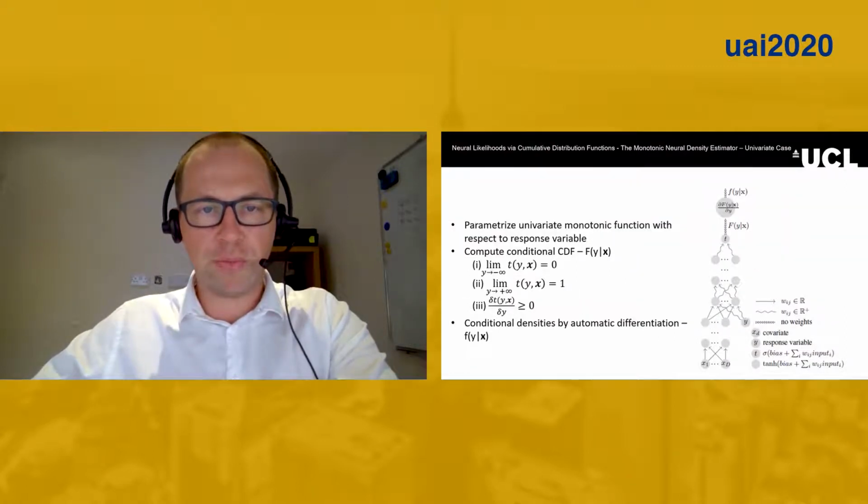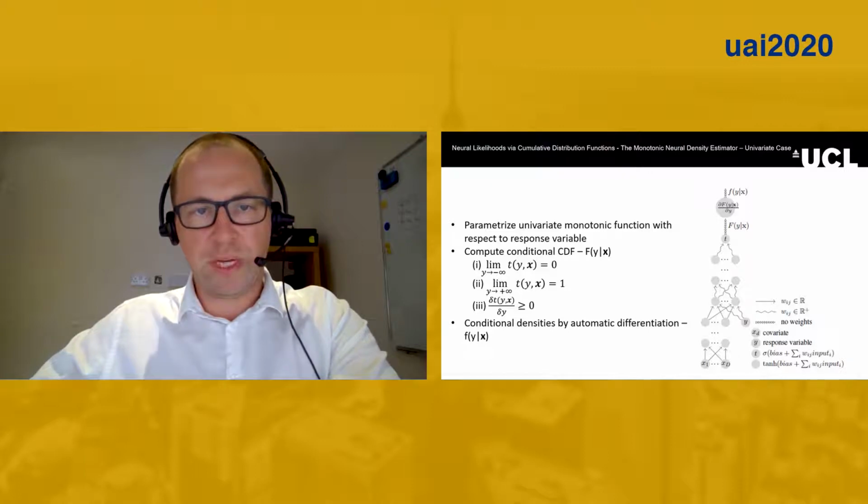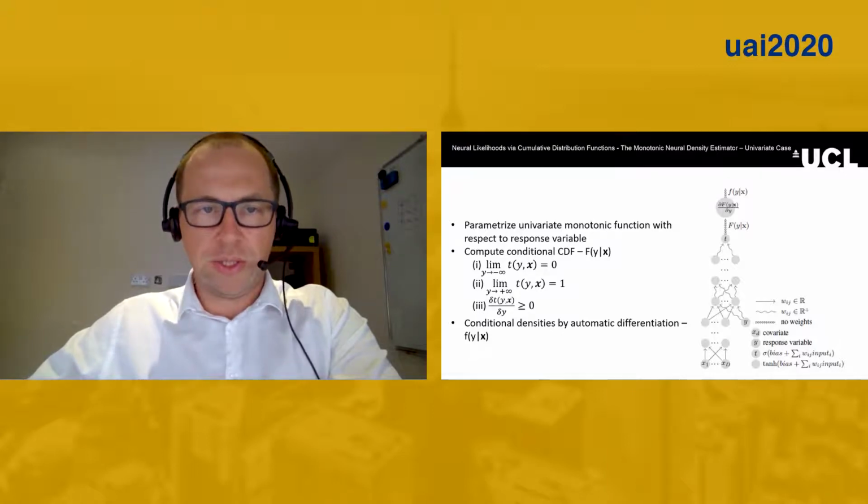The structure of MONDE, monotonic neural density estimator for univariate responses, is sketched in the figure. Covariates and response variable are root nodes. We use sigmoid in the output unit T representing the conditional distribution. To guarantee that T represents a valid CDF, we must enforce three constraints. We choose the following design to meet these conditions.